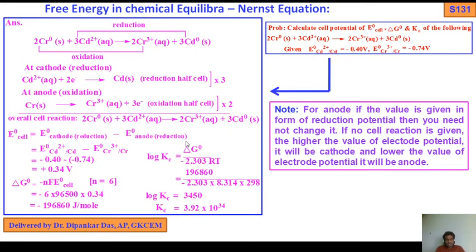So we get the value of ΔG° as 1,96,860. We know the value of R is 8.314, T is 298 Kelvin. After getting log Kc as 34.50, the value of Kc will be 3.92 into 10 to the power 34. So that is the value of Kc. This is a very important problem: how to find ΔG, how to find E° cell, how to find Kc, the equilibrium constant, E cell and standard free energy.